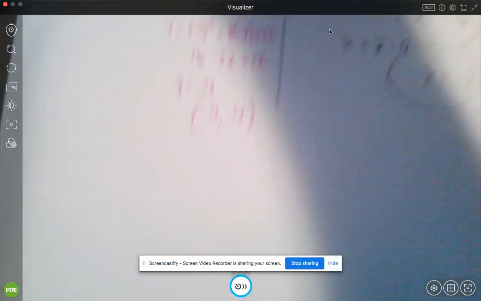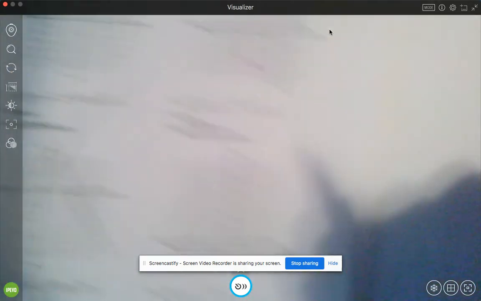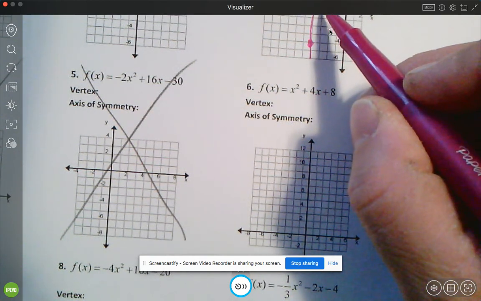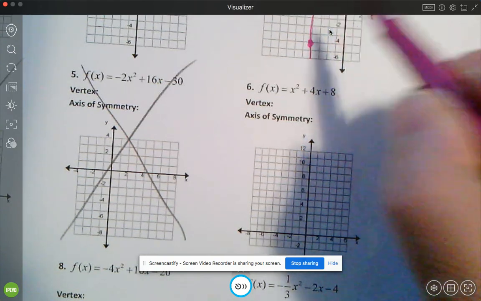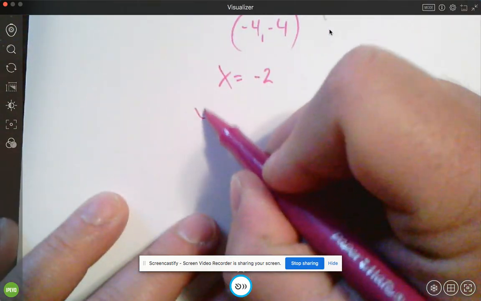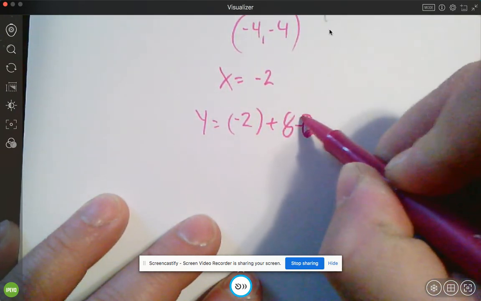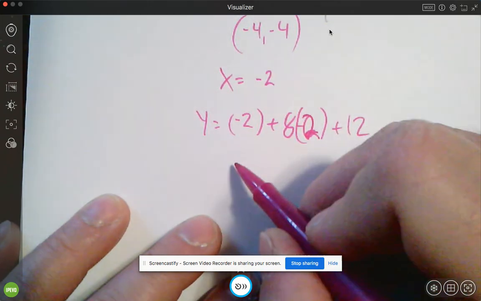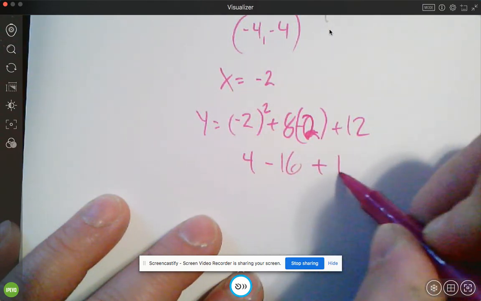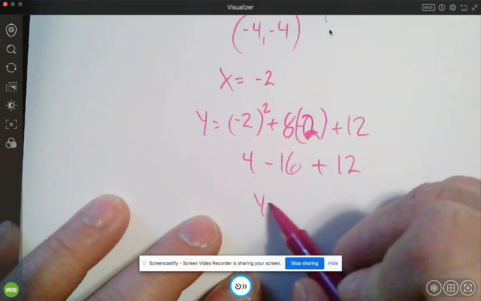So now I'm going to make a table. I'll get a couple of points here. I'm not going to go too far, I want to keep the numbers easy. So I'll go to x = -2. Then y equals (-2) squared plus 8 times -2, yikes, my bad, plus 12. So I get 4 minus 16 plus 12. That's -12 plus 12, so y equals 0.